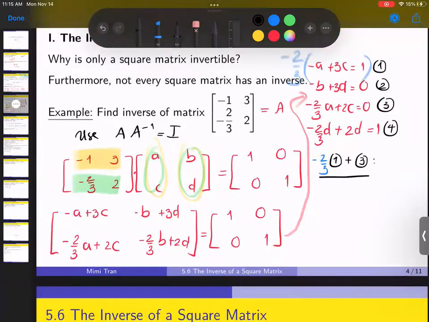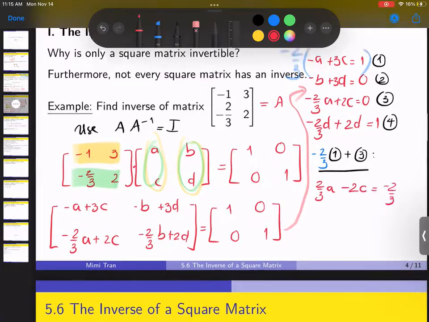So I have positive 2/3 A here. Negative 2/3 times 3 is negative 2, so minus 2c equals negative 2/3. And then rewrite equation 3, which is positive 2/3 A plus 2c equals 0. And then you add them together.